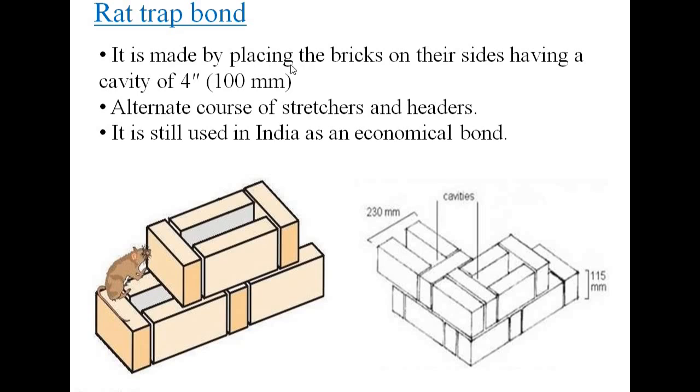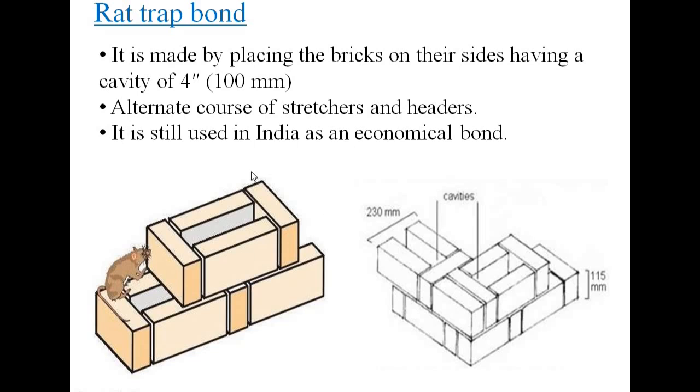It is made by placing the bricks on their sides, having a cavity of 4 inch, that is 100 mm, with alternate courses of stretchers and headers. So this is header, this is stretcher, header, stretcher, header, stretcher. Alternate courses are there. It is still used in India as an economical bond.